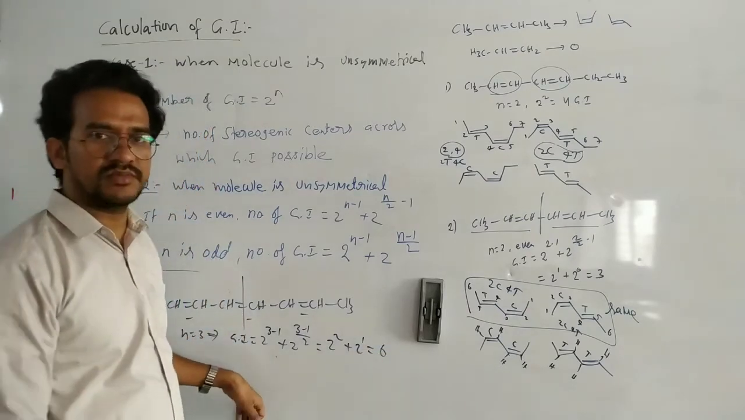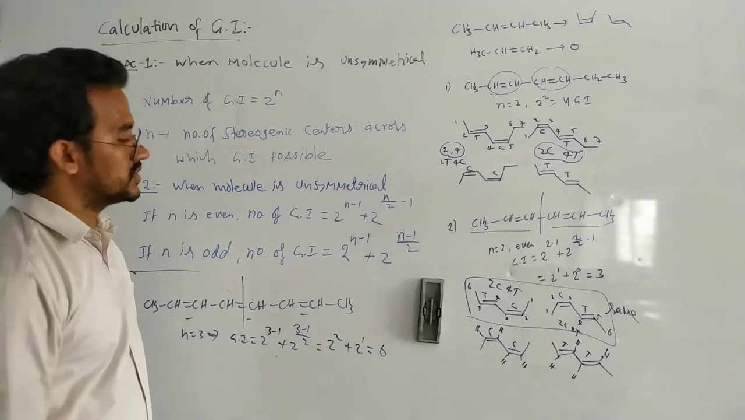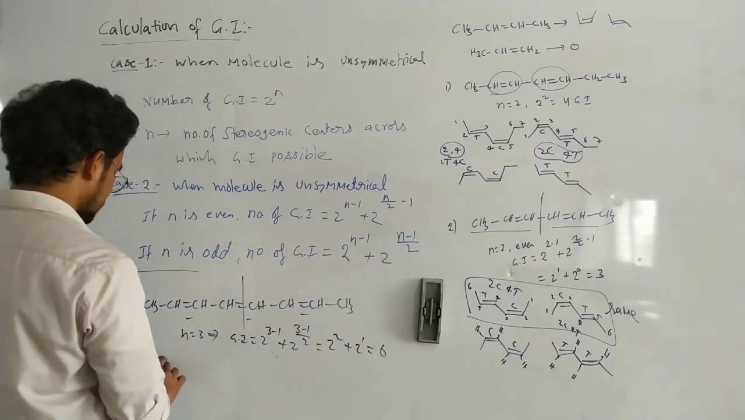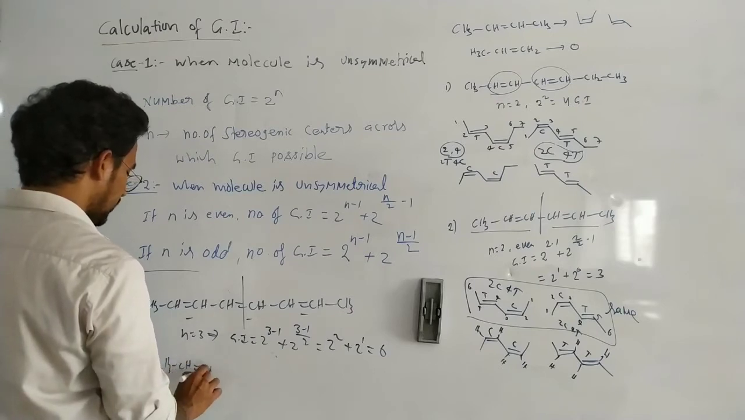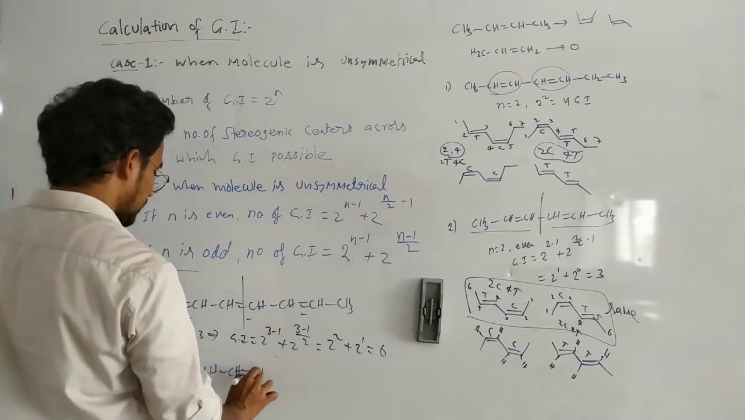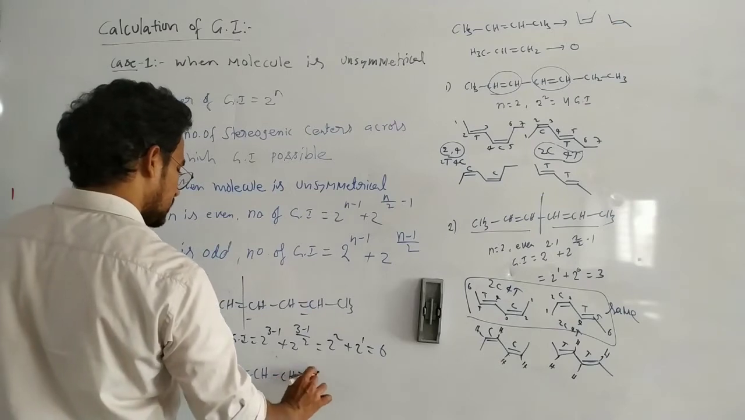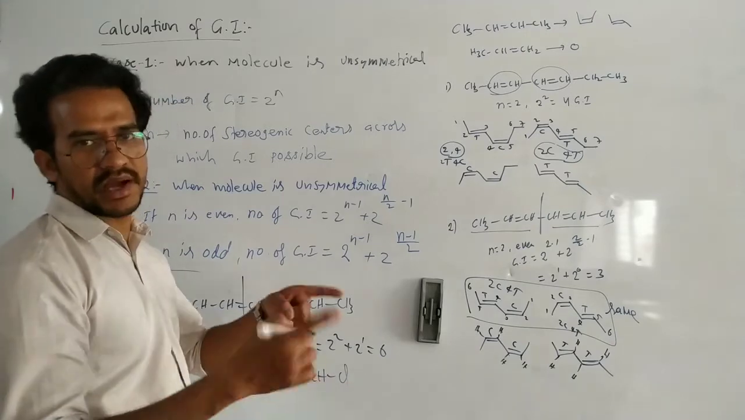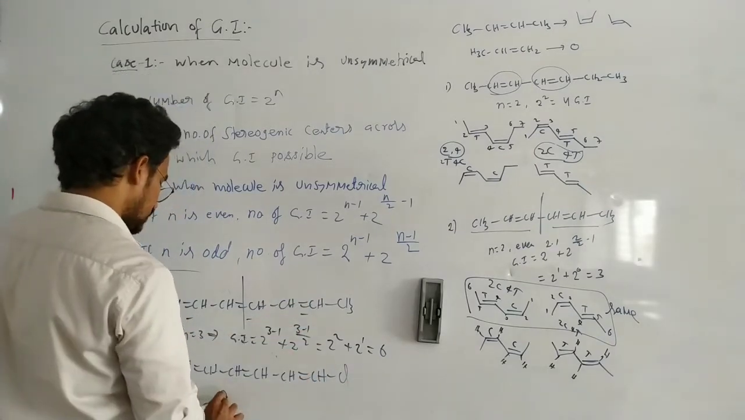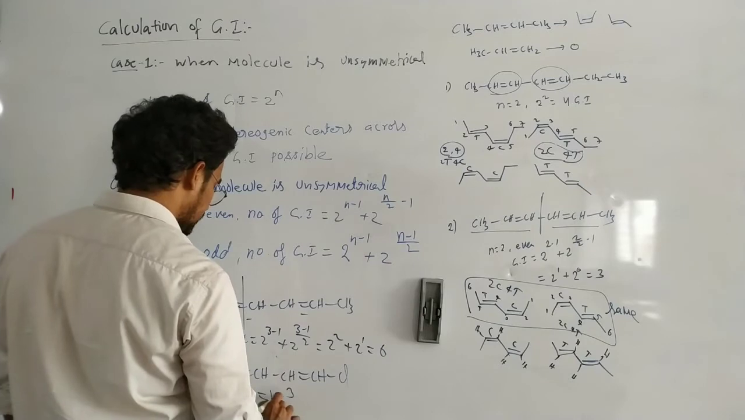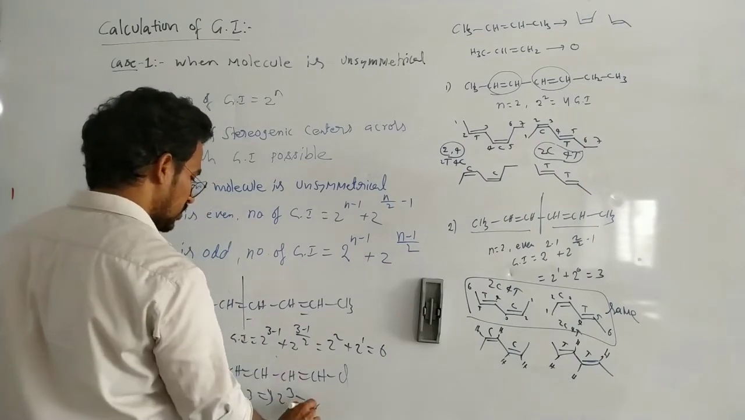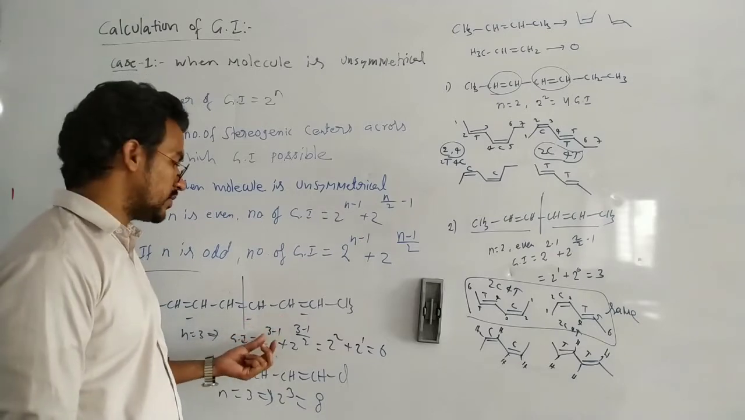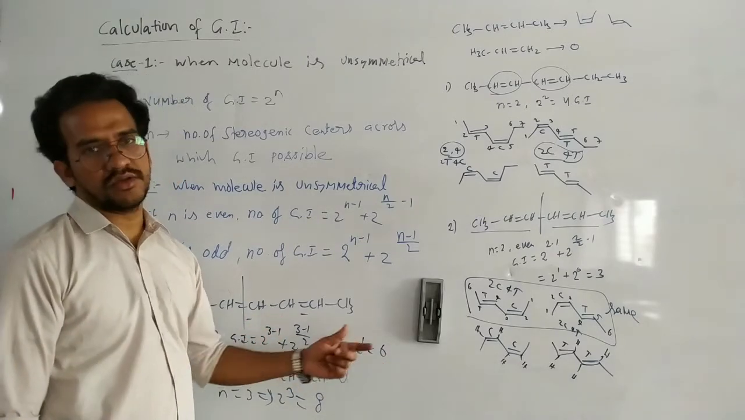6 geometrical isomers. Now suppose the molecule is unsymmetric, that means CH3-CH=CH-CH=CH-CH=CH-Cl, for example. It is unsymmetric, it cannot be cut into two equal halves. So here n equals 3, that means 2 power of 3, because it is an unsymmetric molecule. 2 power of 3 is 8. But when the molecule is symmetrical with the 3 double bonds, we have 6 isomers.